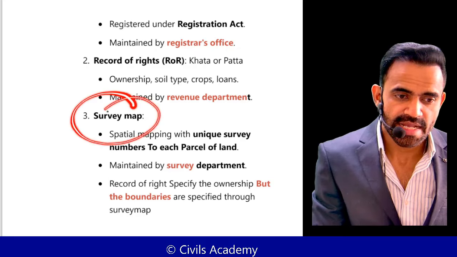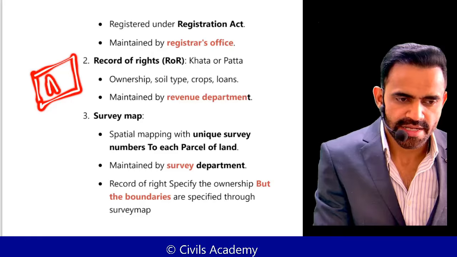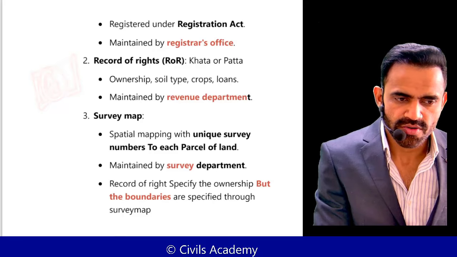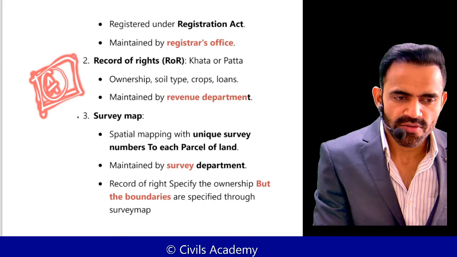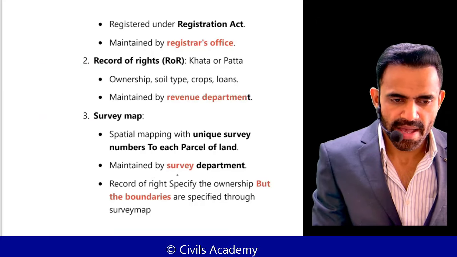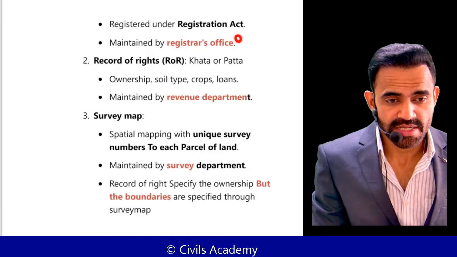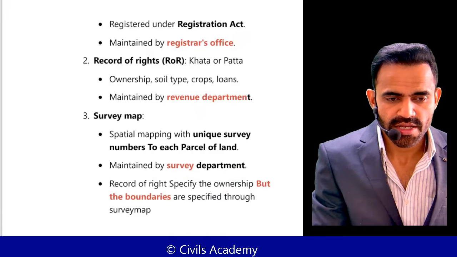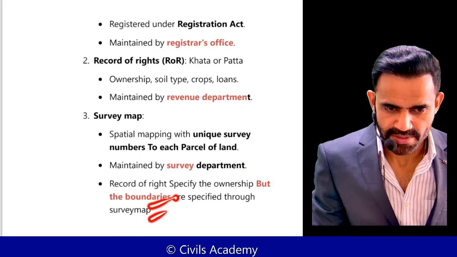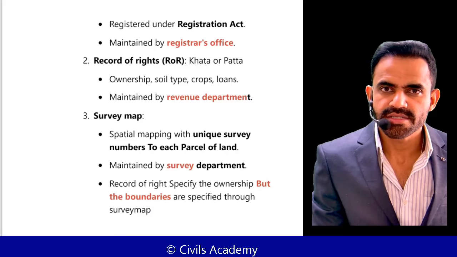And there is a survey map. Let's say you have purchased this land, so you are the owner, A is the owner. But what will be the boundary of this land? That is reflected through the survey map. The survey map is maintained by the Survey Department. So three departments are there: Registrar Office, Revenue Department, and Survey Department. This is going to specify the boundary, and that's why this entire land registration is quite complex.